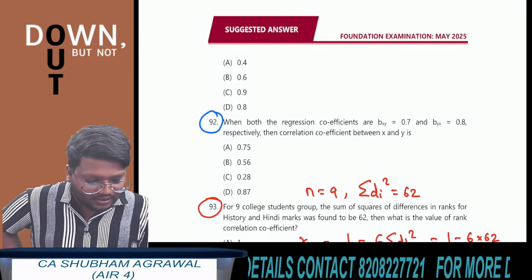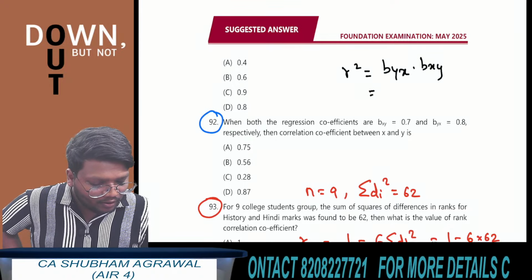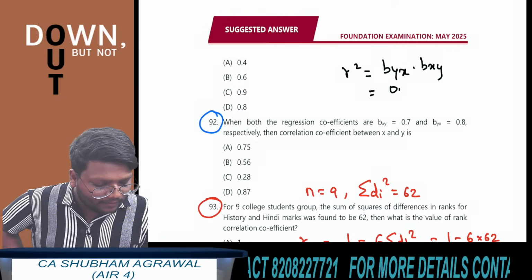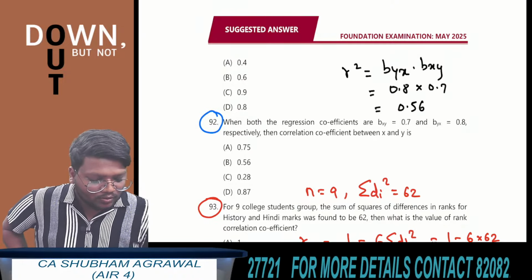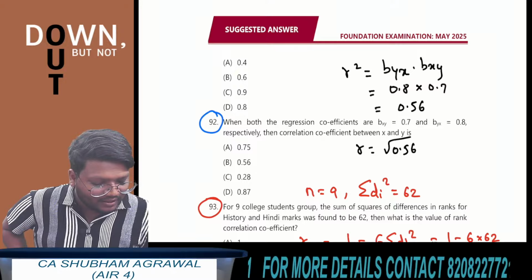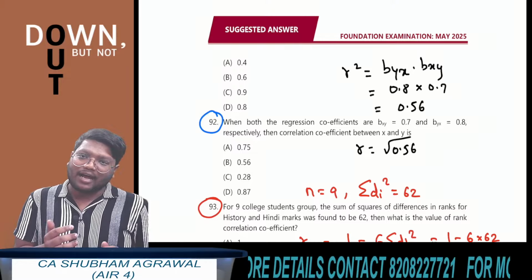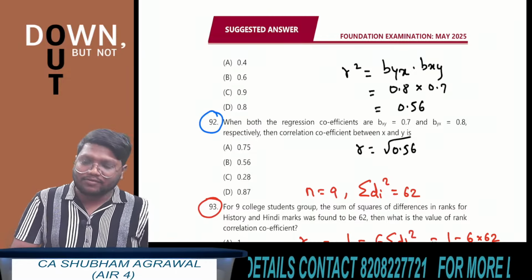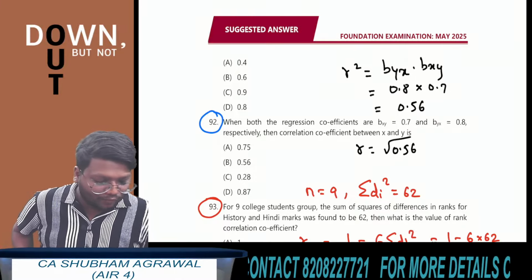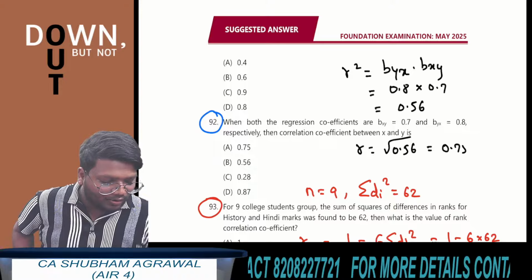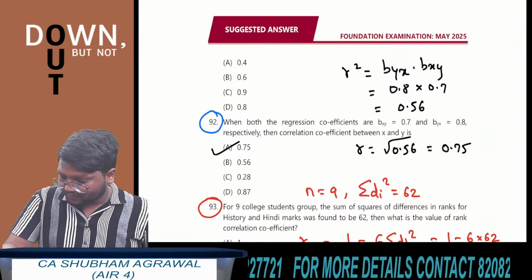Again, you have to use the same result. That r square is equals to byx multiplied by bxy. What is byx here? 0.8 multiplied by bxy is 0.7. This is 0.56. R is square root of 0.56. And if both the regression coefficients are positive, then r is positive. If both the regression coefficients are negative, then r is negative. Here both the regression coefficients are positive, so definitely answer is positive. Find square root of 0.56. What you are getting? 0.748. Or if you are rounding it off up to 2 decimal places, this is 0.75. Which option is correct? Option A is the correct answer. Okay.